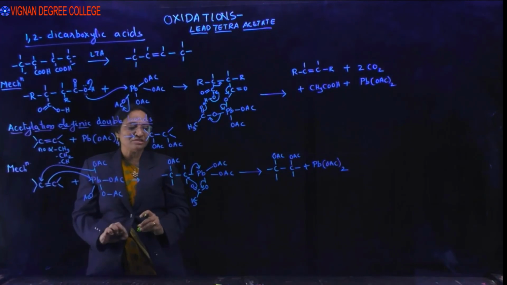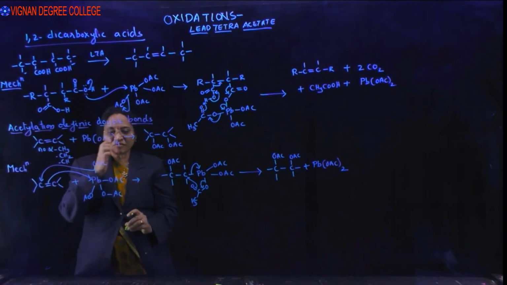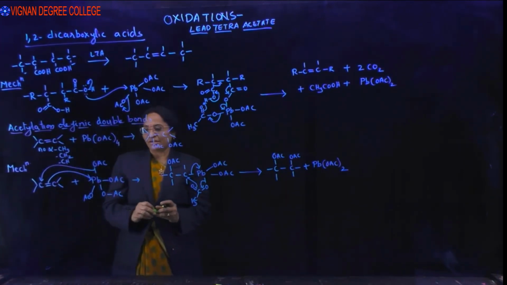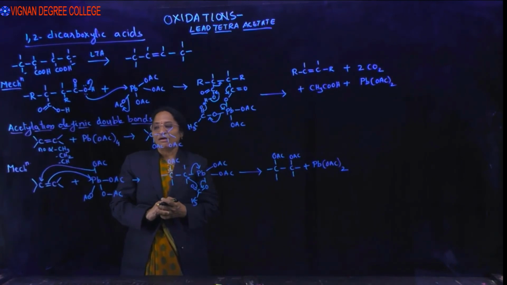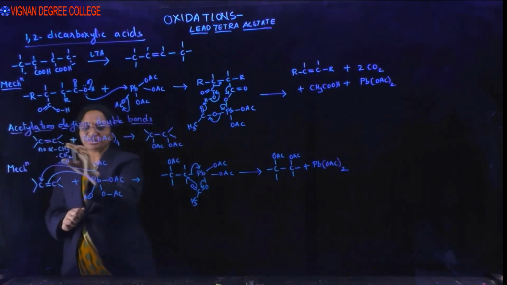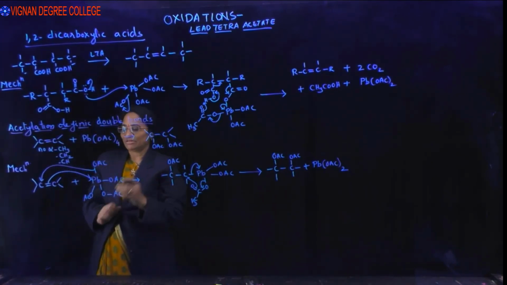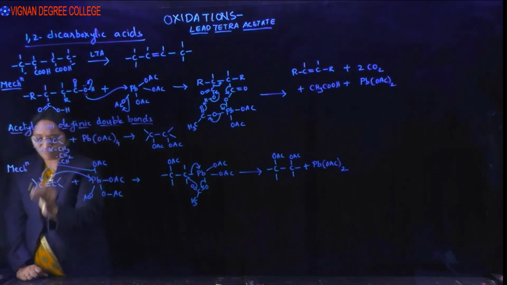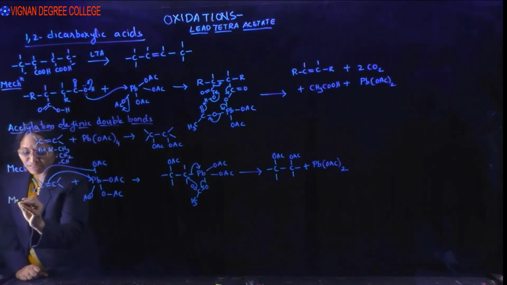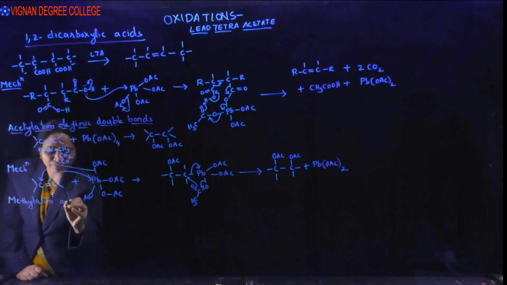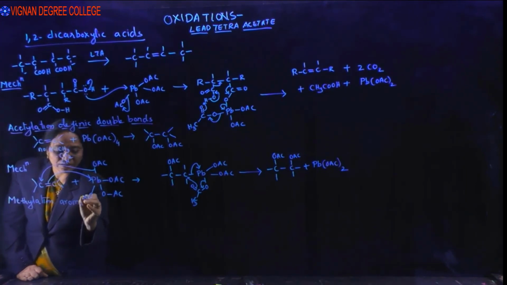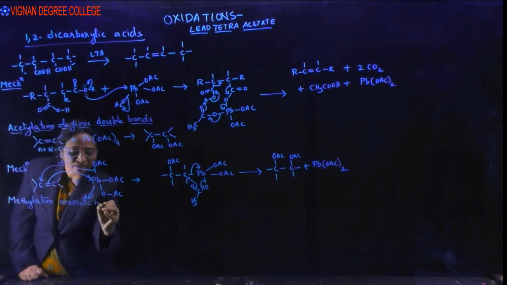But this reaction is possible only in the absence of alpha hydrogen atoms. In the presence of alpha hydrogen atoms, it becomes an allylic hydrogen. So it undergoes preferential oxidation when compared to the oxidation at the carbon-carbon double bonds. And the last application of lead tetraacetate is the methylation reaction. Methylation at aromatic hydrocarbons.